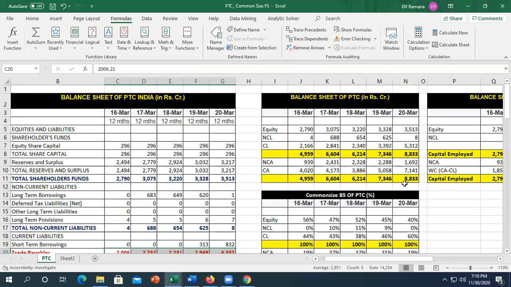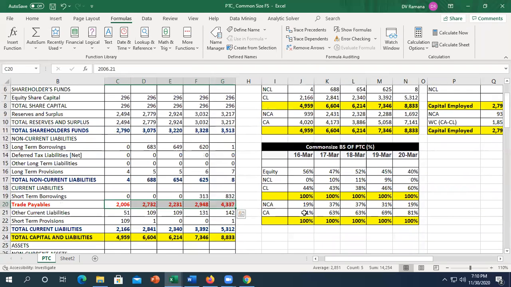But where is the money going? We can see the composition of the assets. The current assets account for 81% of the total assets, and non-current assets account for 19% of the total assets in the year March 20. So what does that mean? Because this reflects the nature of the business.